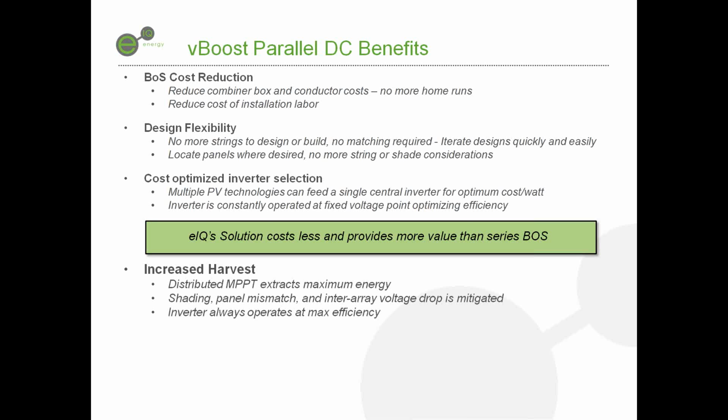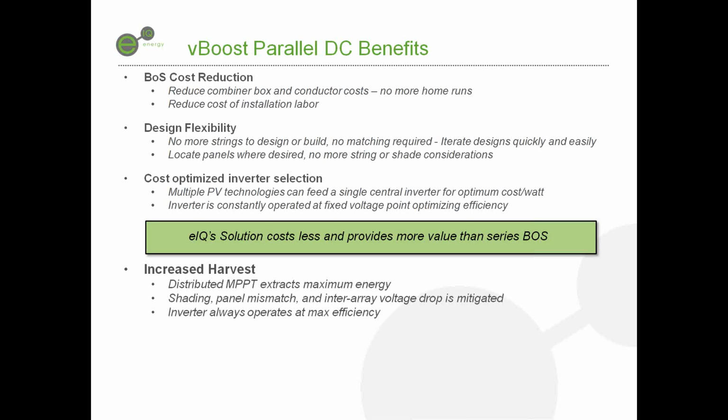A lot of issues come out. String sizing is no longer an issue because, once again, we don't care about voltage. We don't care about orientation because each individual unit is going to have its maximum power point tracking controlled at the module. So you can have modules with different orientations. You have modules with different angles of inclination towards the sun, all feeding the same inverter. So your design process becomes a lot easier. If you have to replace modules halfway down your design curve, it's not a big deal. The vBoost basically takes care of all of that for you.